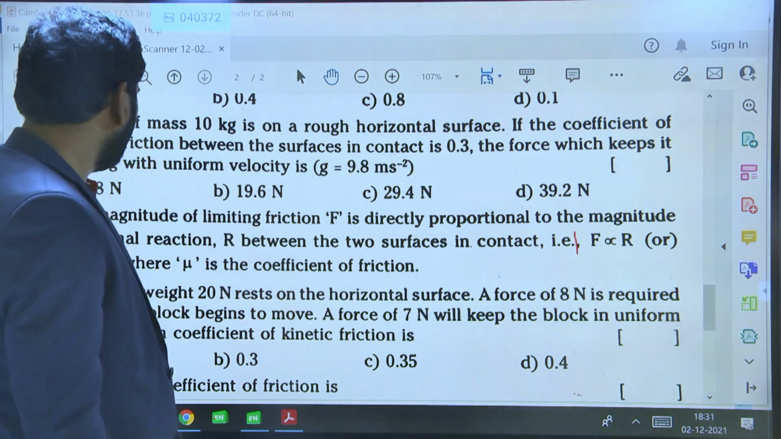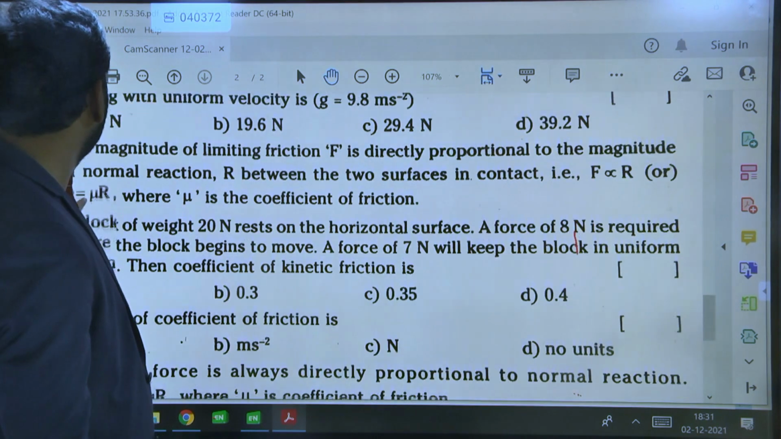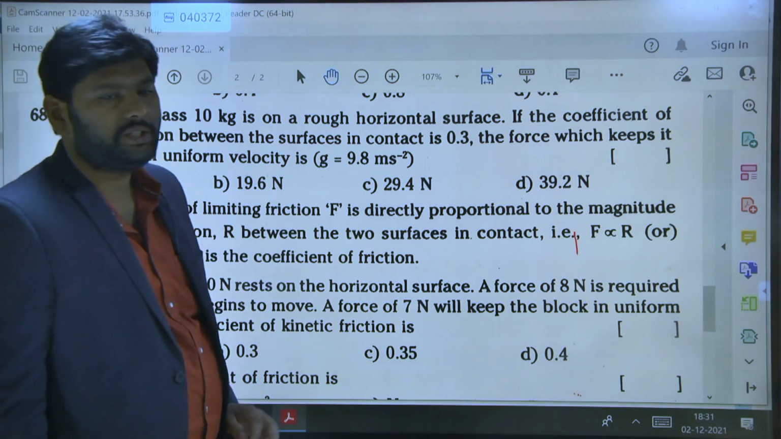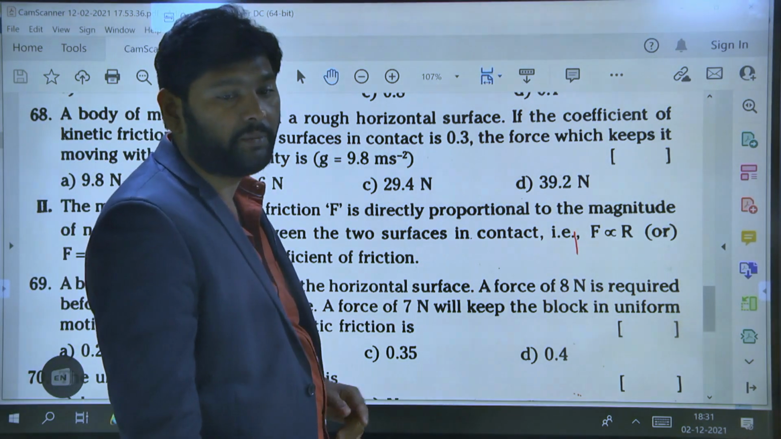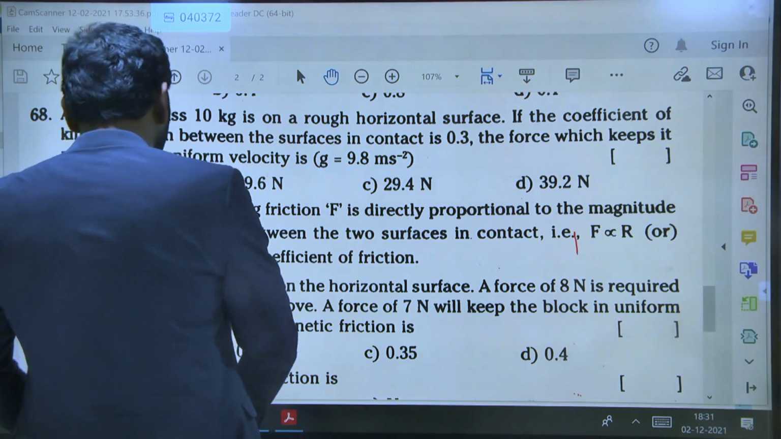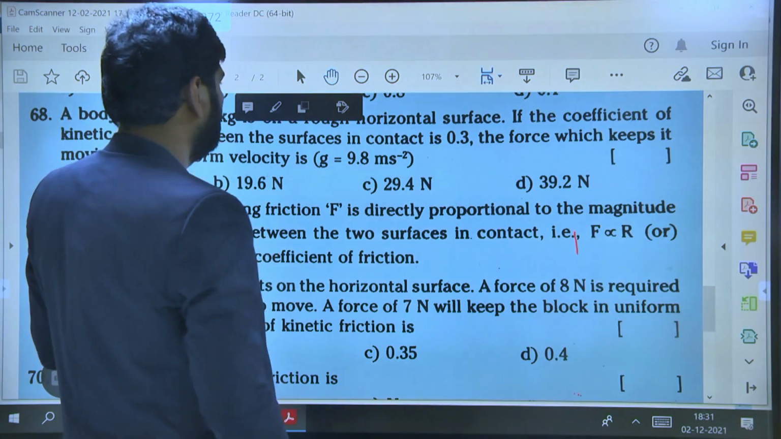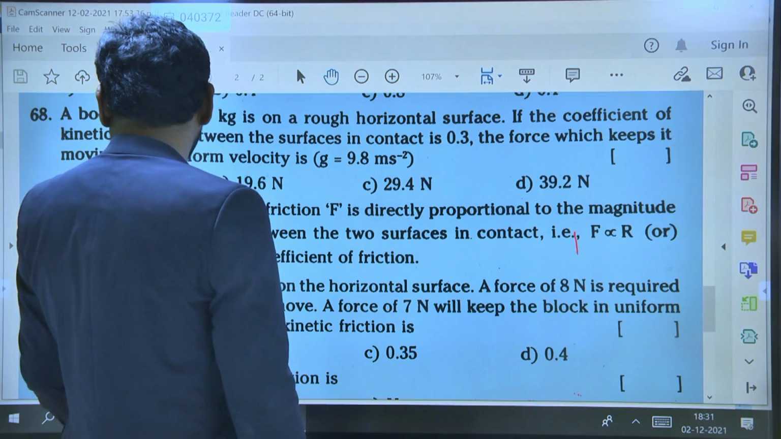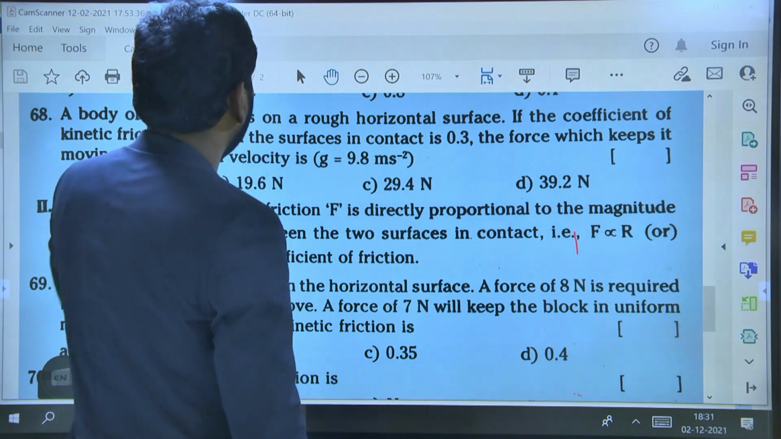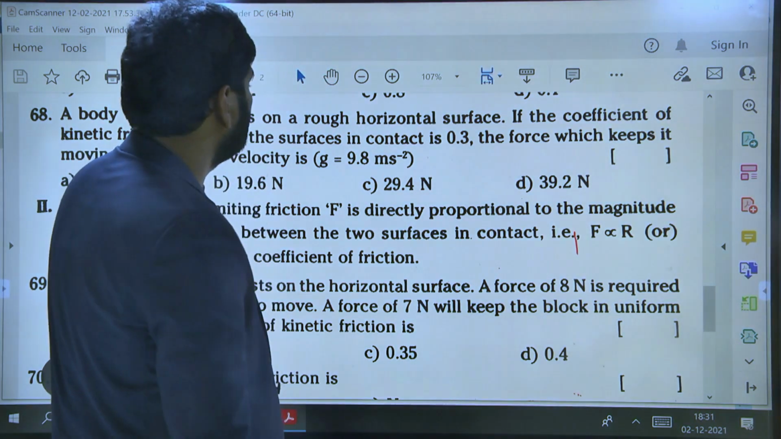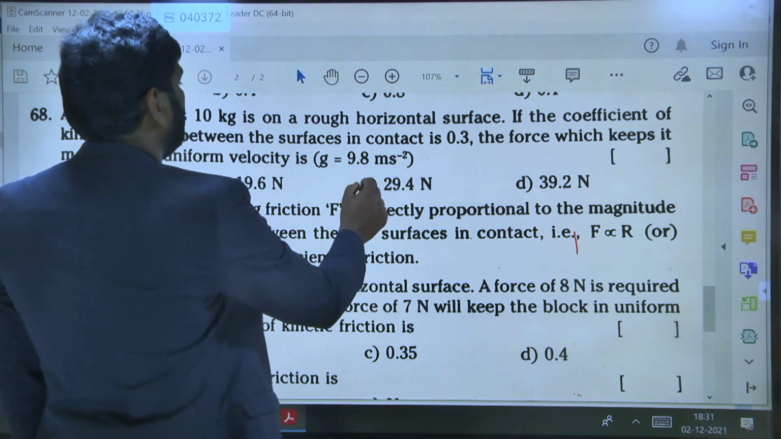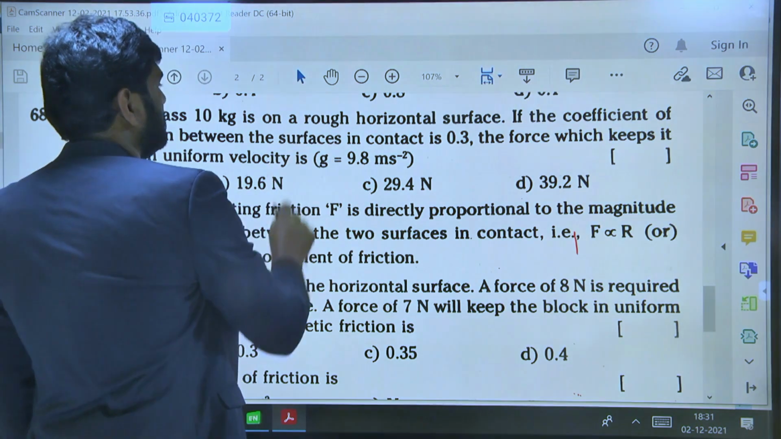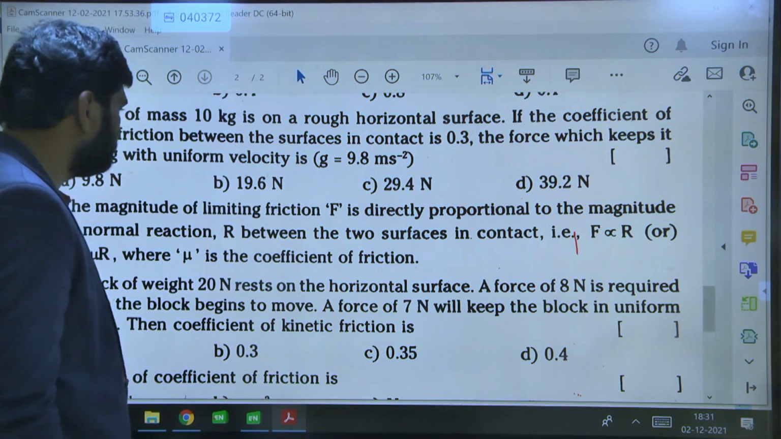Next, look at the other question. Actually, I took g as 10, but they have given 9.8. When they give 9.8, which option will come? The C option will come. That 29.4 Newton will come.